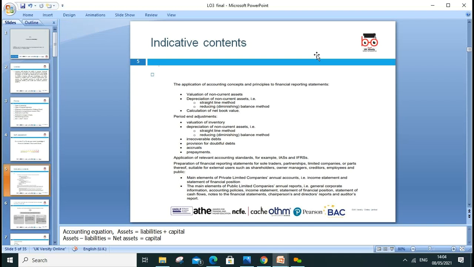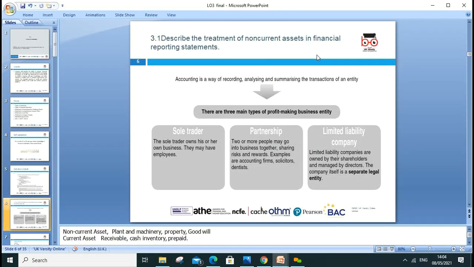Irrecoverable bad debts, which we can't recover. Provisions, we can create a provision, and it can be allowances. Allowances can be overestimated or underestimated, so we can make the adjustment. Accruals and prepayments, and then the application of relevant standards. That will cover private, public, and various other companies and their statements. Okay, the statements we already discussed in the previous lesson.